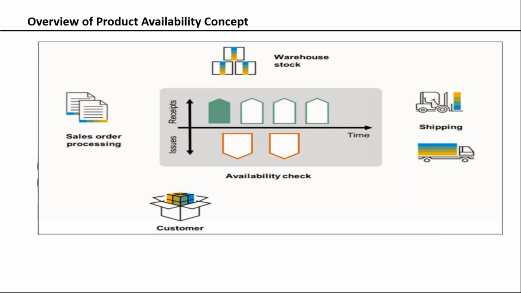If you see the screens, there are different elements like sales order step, shipping step, warehouse stocks. That includes both on-hand inventory and incoming supply, and customers.